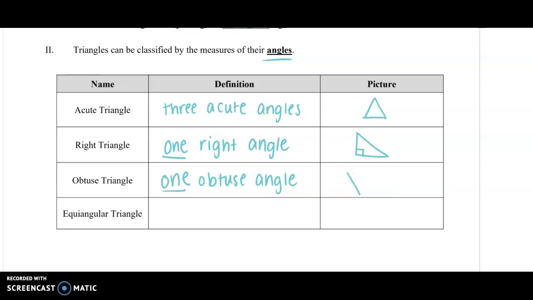Well, let me make that actually a little better. There we go. And you can see that that angle is an obtuse angle. Then we have an equiangular triangle. That's where all the angles are equal, or you can say that they are congruent, but they are all the same. Okay, so all 3 of those angles would be the same measure. So that's how we classify them based on their angles.